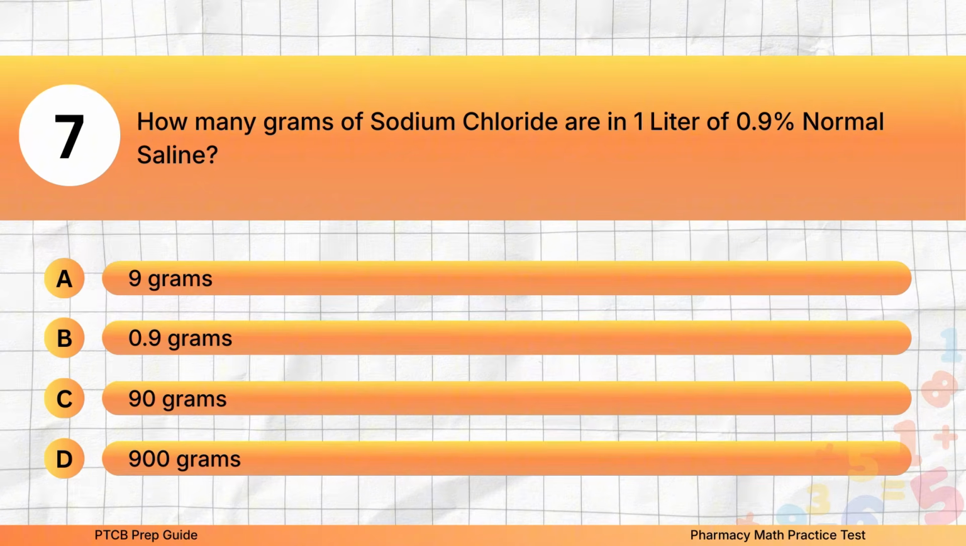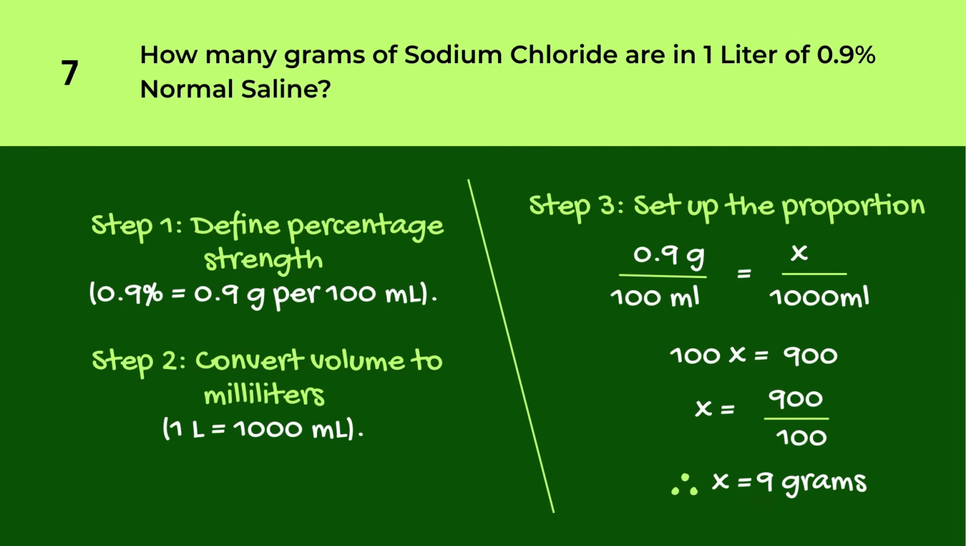Let's break it down. Step 1 is defining percentage strength. 0.9% equals 0.9 grams per 100 milliliters. Step 2 is converting volume to milliliters, so 1 liter equals 1,000 milliliters. Step 3 is setting up the proportion. 0.9 grams over 100 milliliters equals x grams over 1,000 milliliters. Step 4 is solving for x. 0.9 times 1,000 divided by 100 equals 9 grams. We calculated 9 grams. Let's see if that is the winning option.